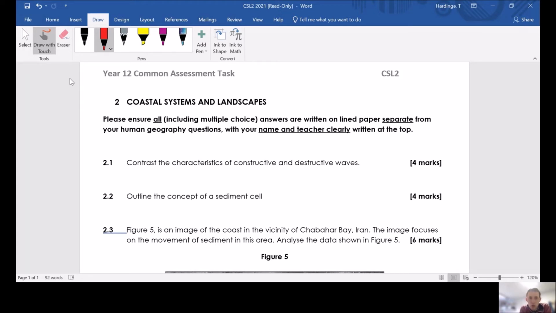So for the first question, contrast the characteristics of constructive and destructive waves. Key thing here is to really focus on that idea of contrasting. Contrast is all about difference. So within your answer, you want to make sure that you're clearly referring to differences between the waves. So don't give me a list of features of constructive waves and then a list of features of destructive waves. Choose a feature and then say how it is different in each of those waves.